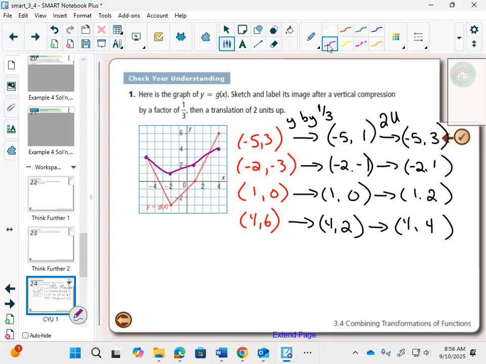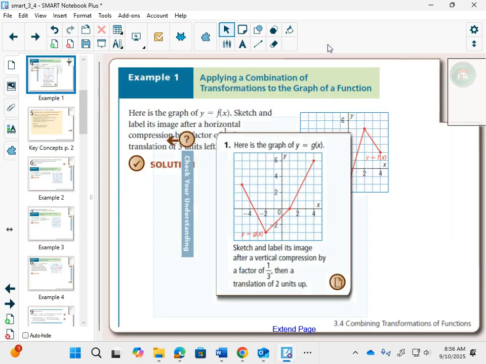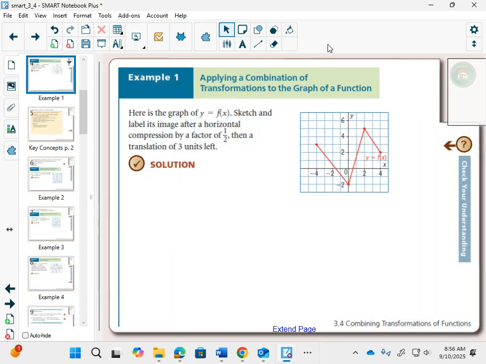So another thing you can do is sort of a check. You can think about the transformations and just sort of mentally go, does it look about right? Is my shape about right based on those kind of things happening? Okay, circle questions 4, 5, and 6. But in this example, I want to point out something special that happens in example 1.